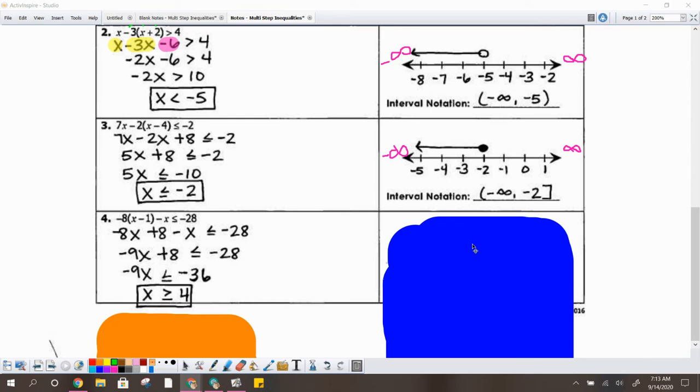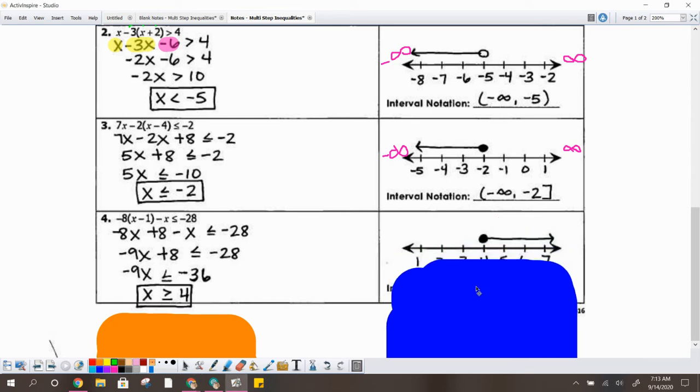All right, so if you're pressing play, that means you've tried this problem. So our number line should look like this. We have a closed circle on 4, and we are shaded towards positive infinity because the sign is eating the variable. Okay, so since it's being eaten, we're going towards infinity.